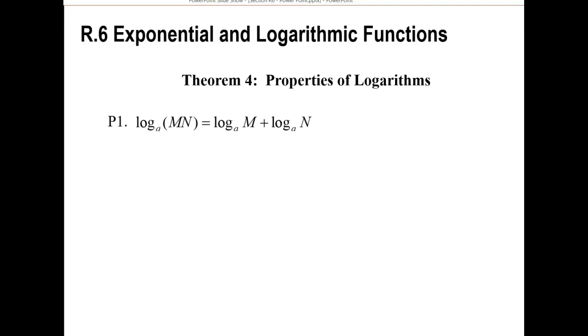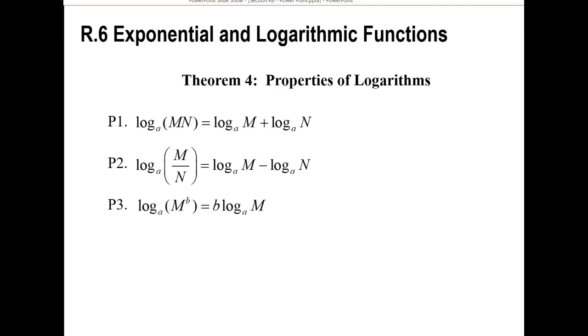All right, here are our properties. First property, log base a of the product mn equals log base a of m plus log base a of n. So the log of a product equals the sum of the two logs. Log base a of m divided by n is log base a of m minus log base a of n. So the log of the quotient is the difference. Log base a of m to the power b is equivalent to b times log base a of m. So the exponent on the argument can be brought down in front as a coefficient.